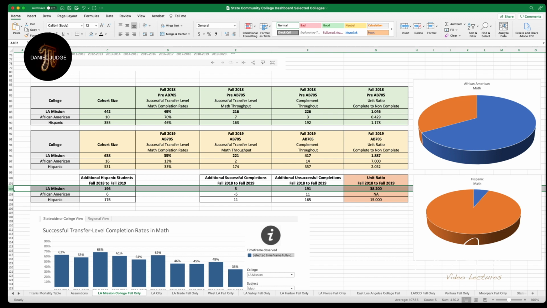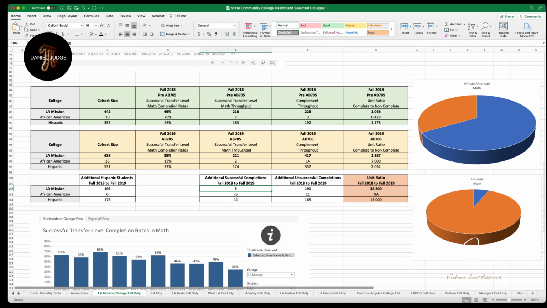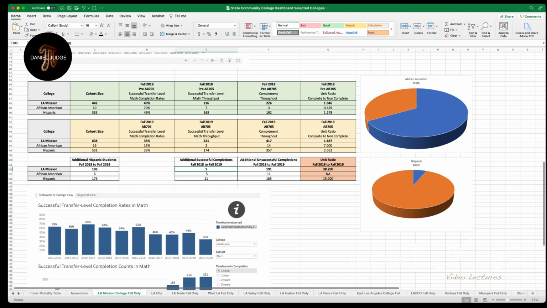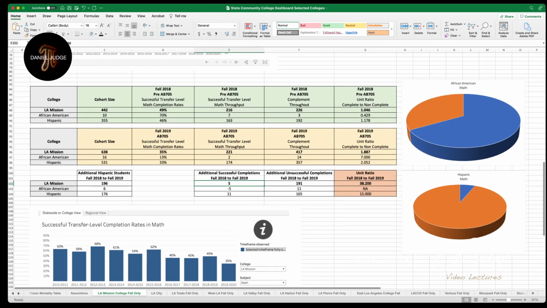What happened was this. Pre-AB705, 216 students got through. They passed the transfer level math course, those that entered into transfer level. And then once AB705 took effect, take a look. 221 students passed the transfer level math course. Now, if you take the difference, ladies and gentlemen, that difference right here is 5.